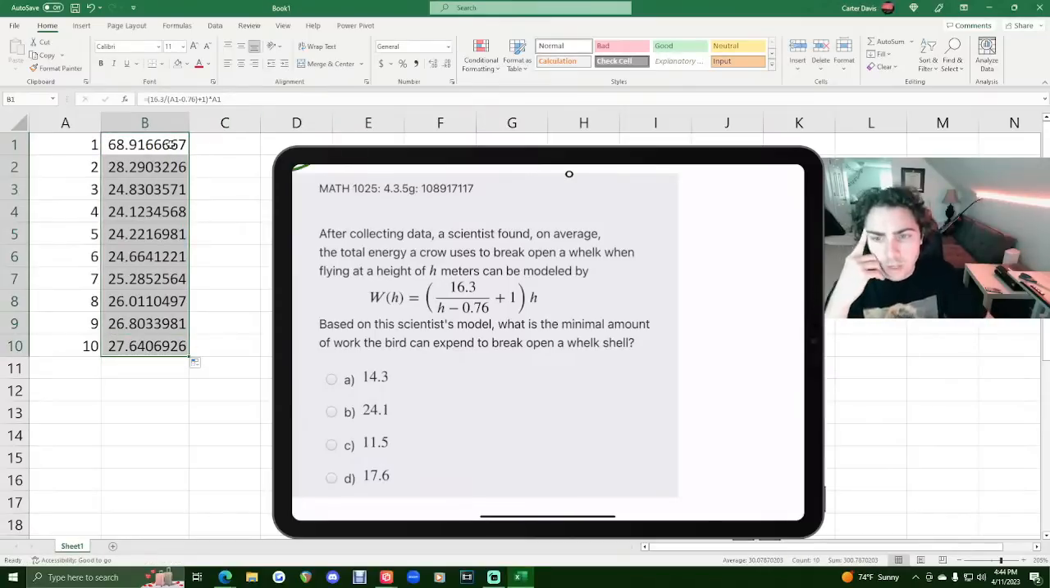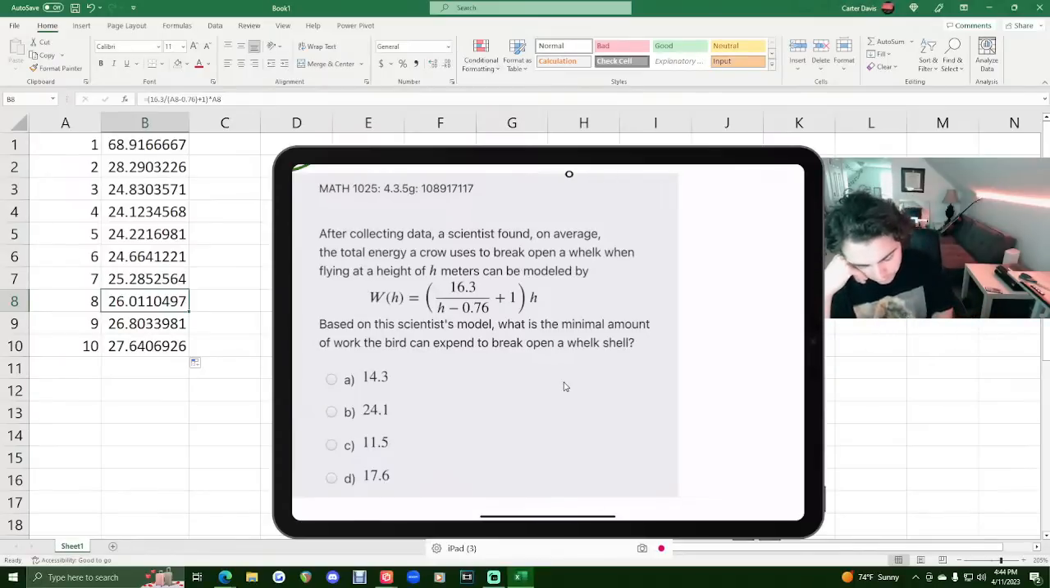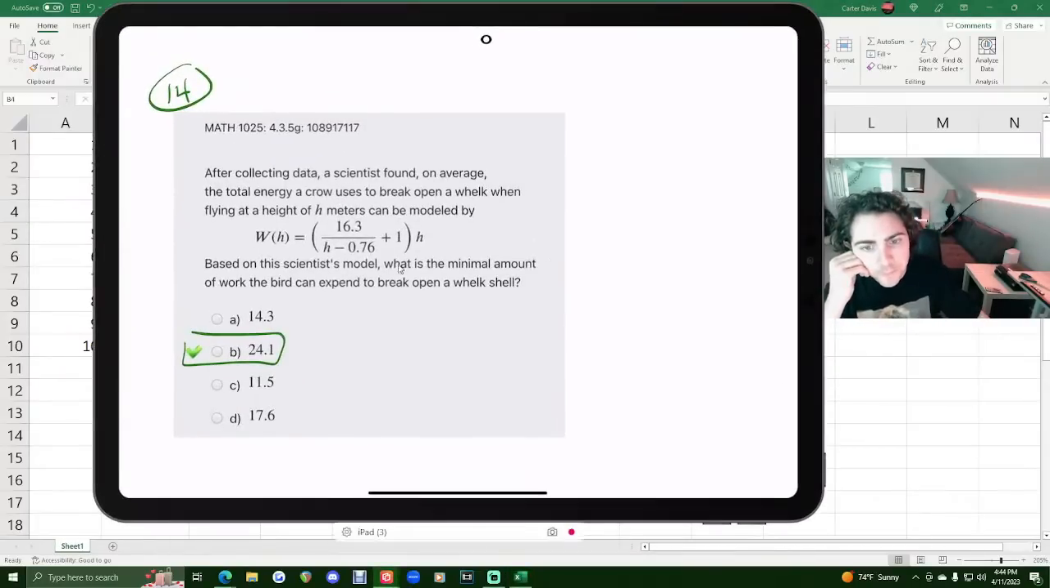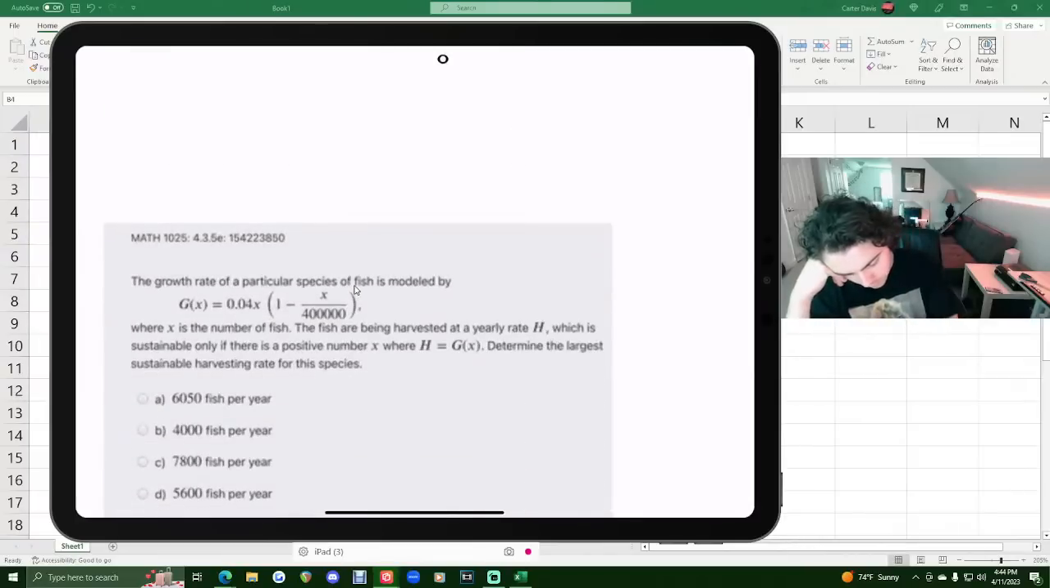Actually, for this one, you could probably just scan through these values. So again, these are the W, or the work values. So it's 68, 28, 24, 24, 24, 24, 25, 26. So it hits that 24, and then it starts going back up. So 24 is the minimum amount of work used to break open the whelk shell. Does that make sense? So 24.1 is the lowest work value. That's pretty much it. So just do 1 to 10, input the function. The minimum is the lowest y value. Let's keep going. That was number 14.